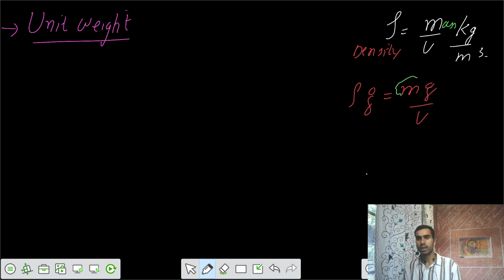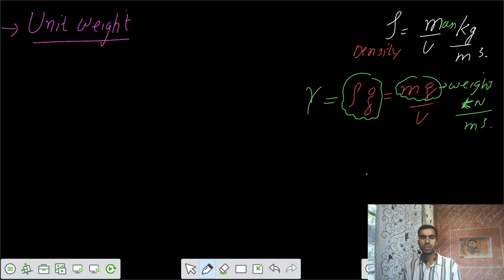Now we are getting weight. This part is weight, in terms of some newtons or kilonewtons, divided by that meter cube volume. So this is actually weight per unit volume. This part, rho times g, we write as gamma. So this is your unit weight, gamma.